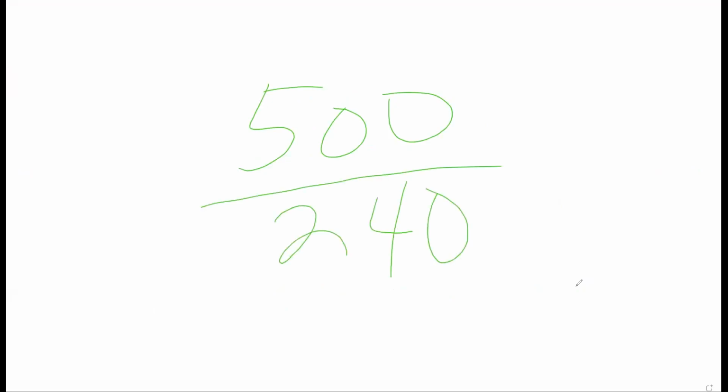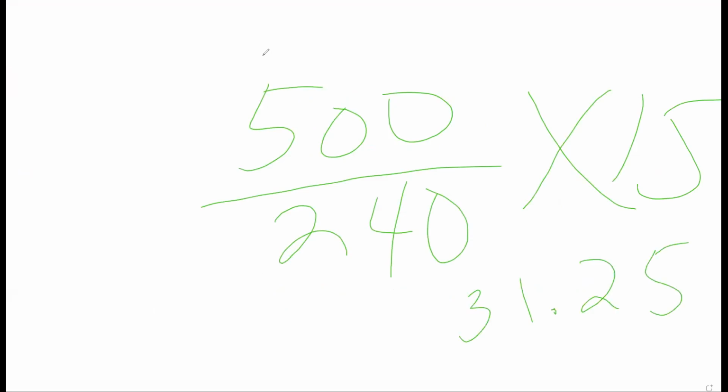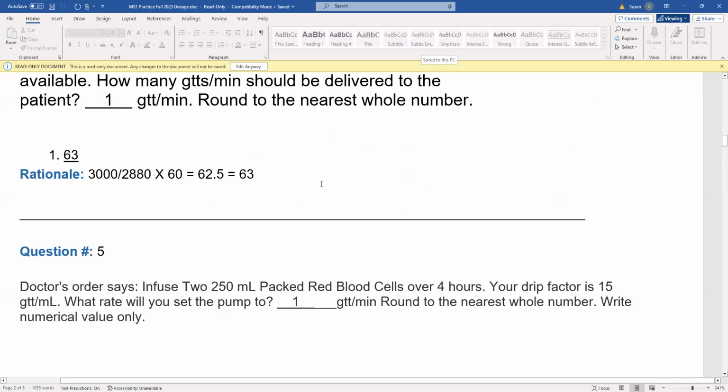$500 divided by 240 times 15. What's your answer? 31. 31. Questions on that? Wait, can you go back to the problem again? Read, so make sure you're reading them because they're set up to make you read. Oh, okay. They're critical thinking math questions.